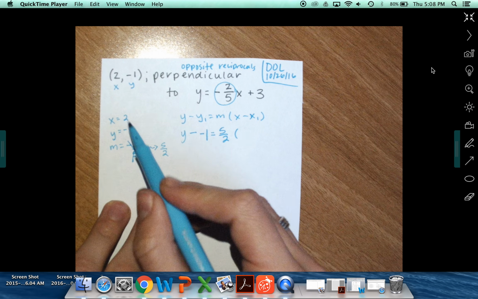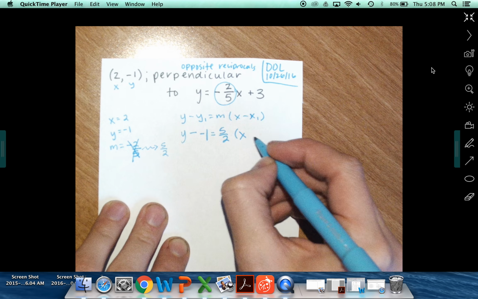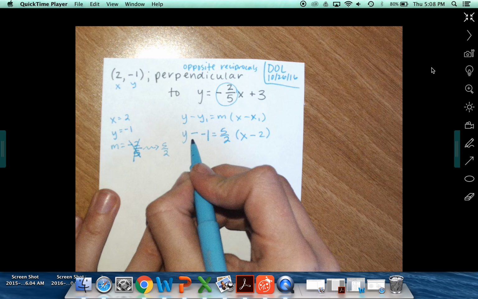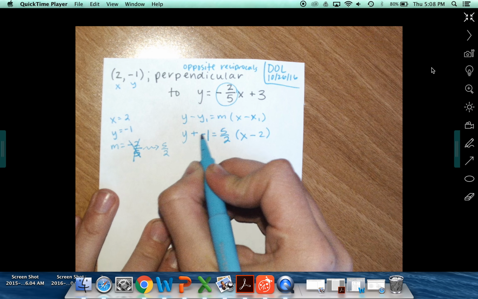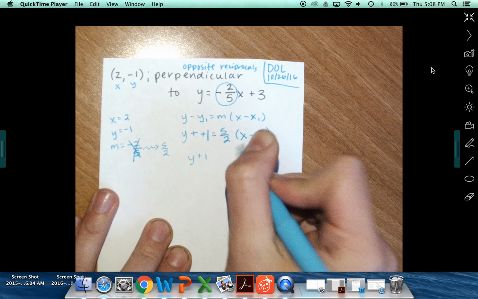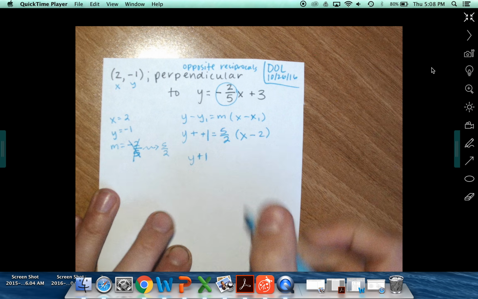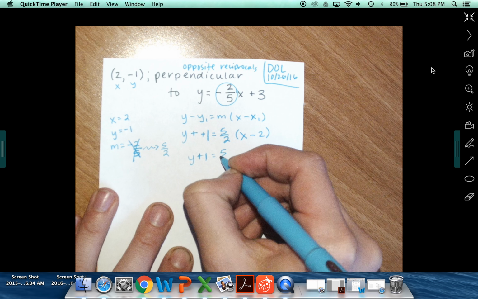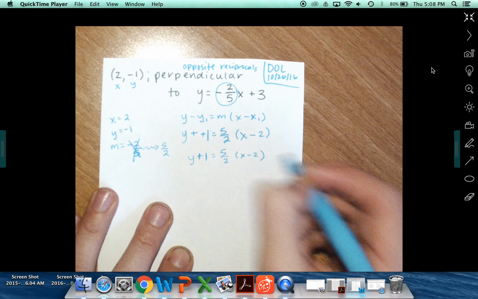Most of us got to this step. Then x minus my X value, so -2. My next step is to check here really quick. First, we've got a double negative, so y plus 1, and this is where some people messed up. A minus and a negative just changed to a plus 1, equals 5/2 (x minus 2).